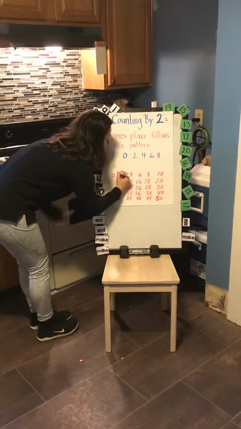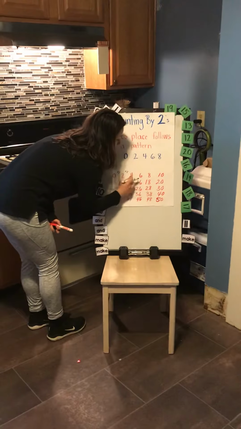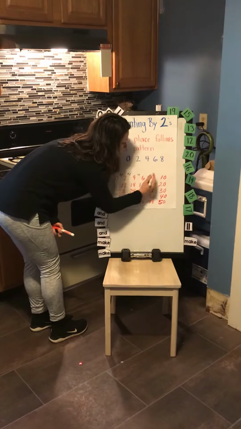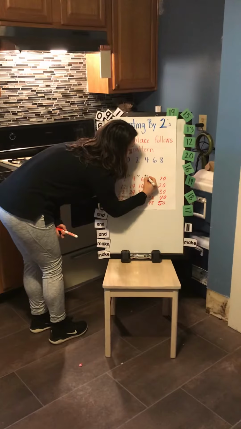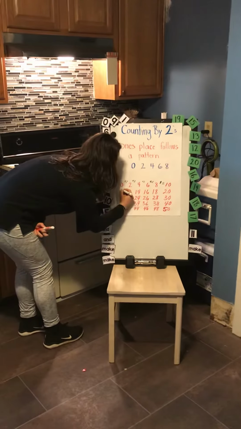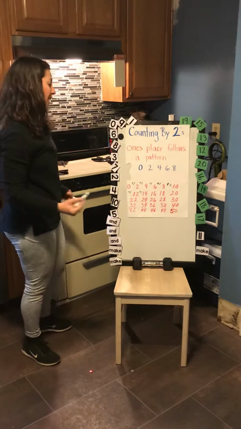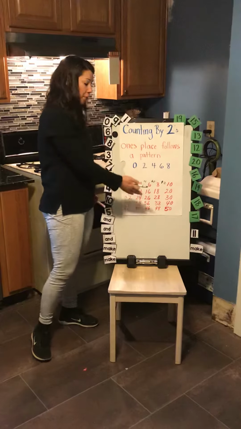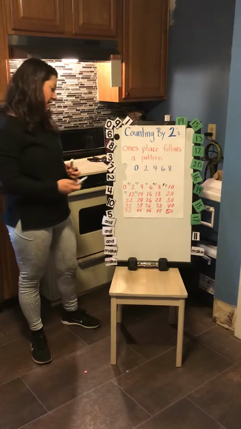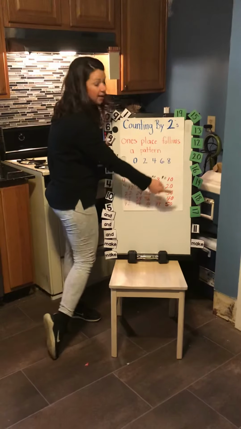So 0 plus 2 is 2. 2 plus 2 is 4. 4 plus 2 is 6. 6 plus 2 is 8. 8 plus 2 is 10. 10 plus 2 is 12, and so on, okay? And so that's why we're able to go further than just 2, 4, 6, 8, 10, because we can think about the pattern that repeats, the 2, 4, 6, 8, and a 0.